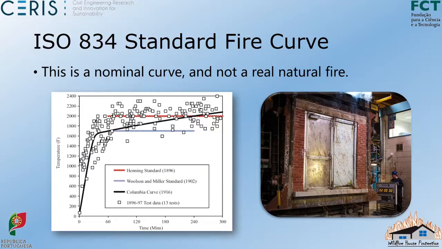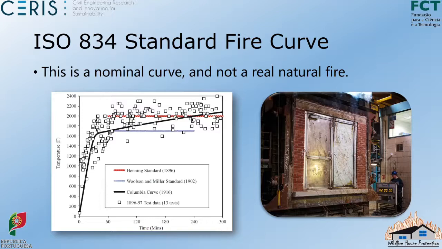So what type of curves do we use in these three types of tests, as I told you? Load bearing, integrity, and insulation. So we use a nominal curve, and normally not a real natural fire. A nominal curve was a curve obtained in the beginning of the century, basically, using a lot of experimental data by other authors. Okay, I'm not going to detail how this was used.